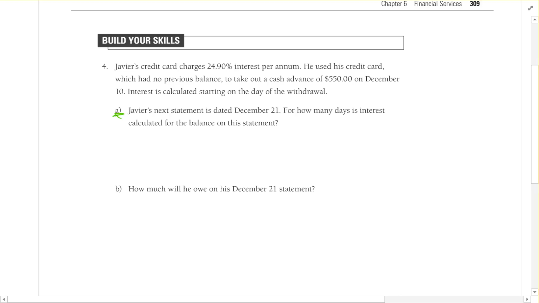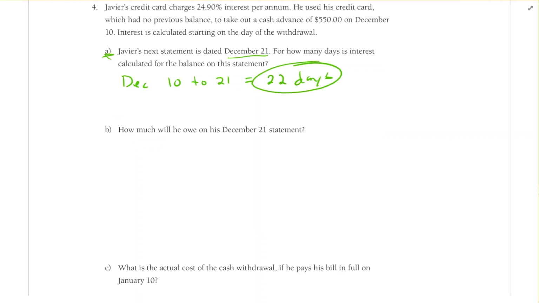And then part A says Xavier's next statement is dated December 21st. For how many days is interest calculated for the balance on his statement? So it's just going to be December 10th to the 21st. And remember, the 10th counts as well. So if you went 21 minus 10, that'd be 11. But since we're counting 10 as well, that's going to be 12. That's it.